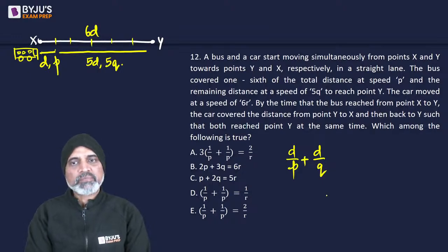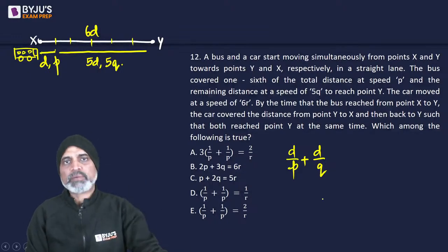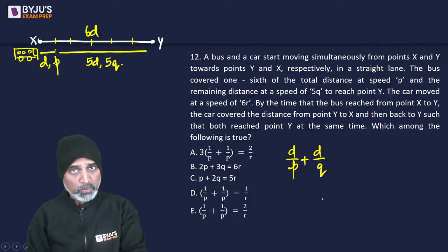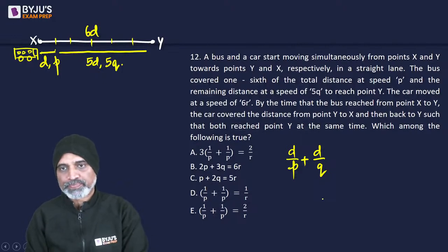What is the total time that the bus takes? d by p plus d by q. I can't say d by p plus q. आप numerator नहीं add कर सकते ऐसे. Denominator needs to be same. The denominators are not same.